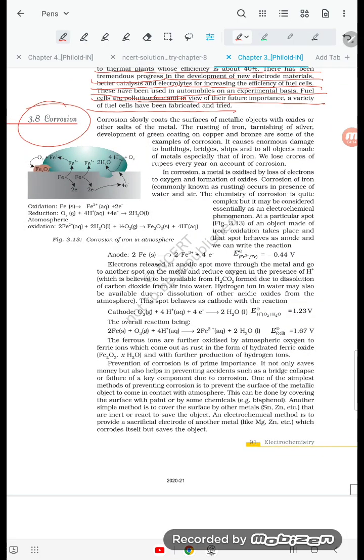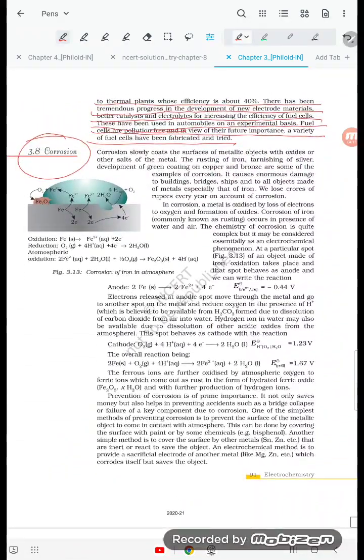Corrosion. So the last topic is corrosion. Corrosion slowly coats the surface of metallic objects with oxides or other salts of the metal. The rusting of iron, and tarnishing of silver, and development of a green coating on copper and bronze are some examples of corrosion. It causes enormous damage to buildings, bridges, ships and all objects made of metal, especially iron. We lose crores of rupees every year on account of corrosion.